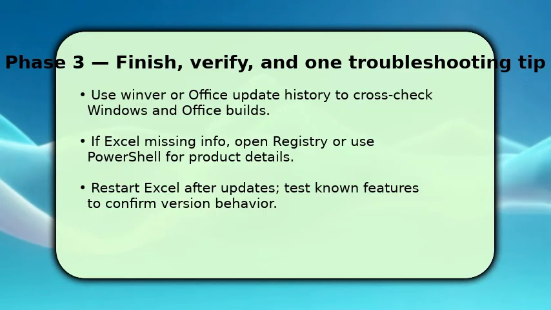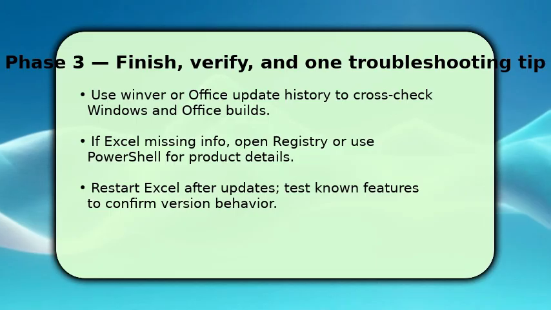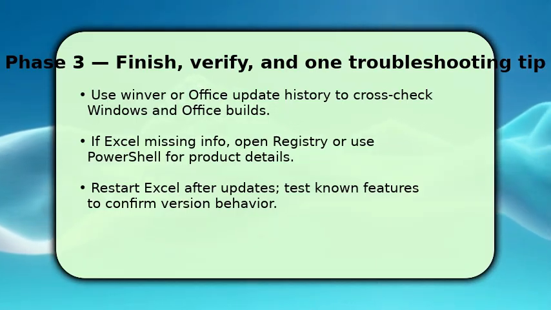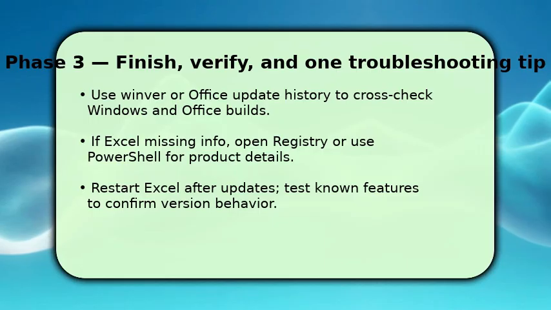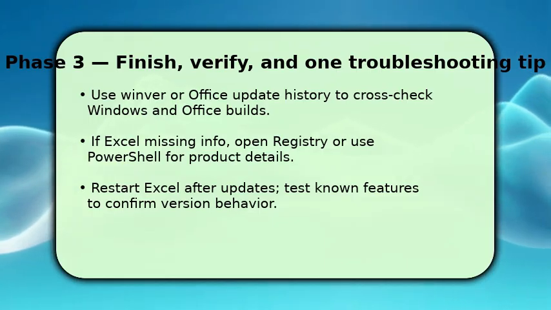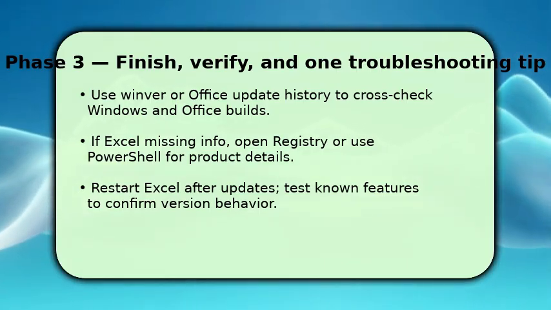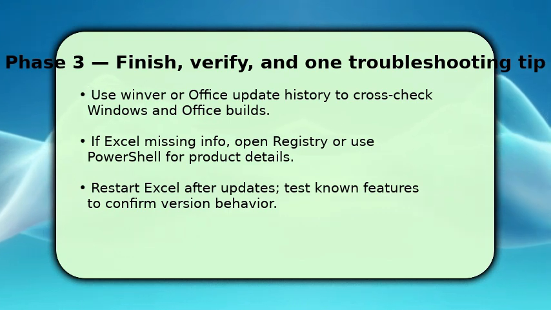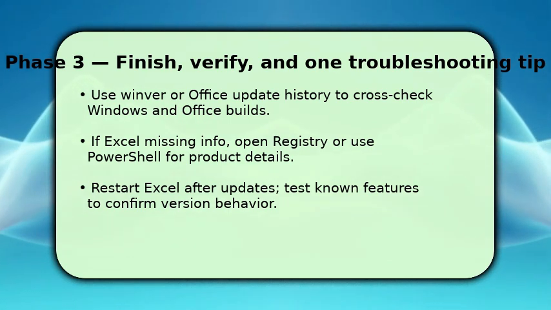That gives authoritative data. After any change, restart Excel and test a feature tied to the suspected version to confirm behavior. One key troubleshooting tip: if the account pane is blank, sign out then sign back in. That often restores license and version.